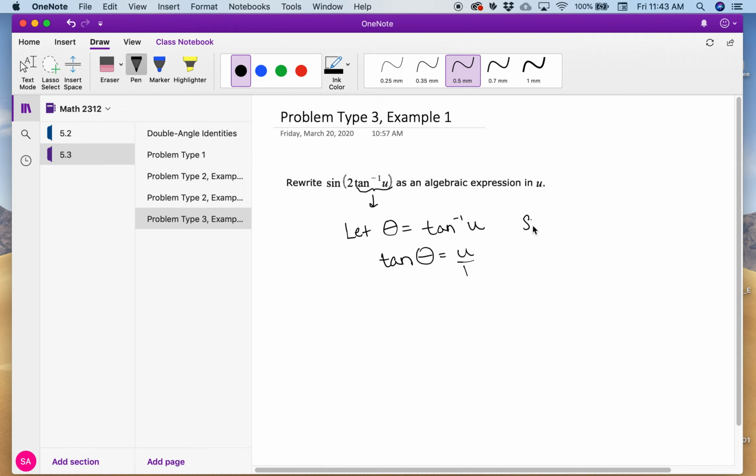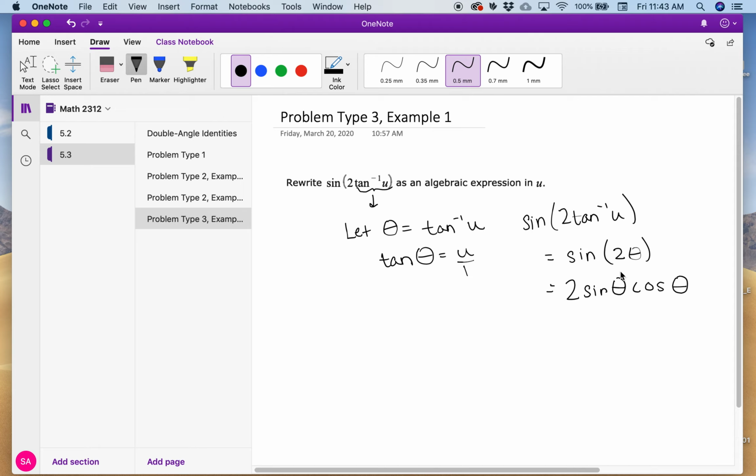So we have sine of 2 inverse tangent u, but we substituted in, right? So now we have sine of 2 theta, because we said theta is equal to this inverse tangent of u. Well, double angle formula. We know this one. So this is equal to 2 sine theta cosine theta.